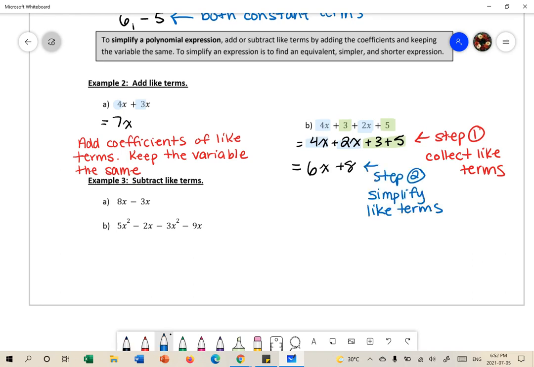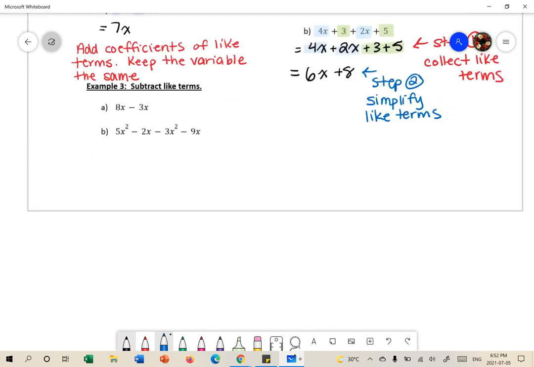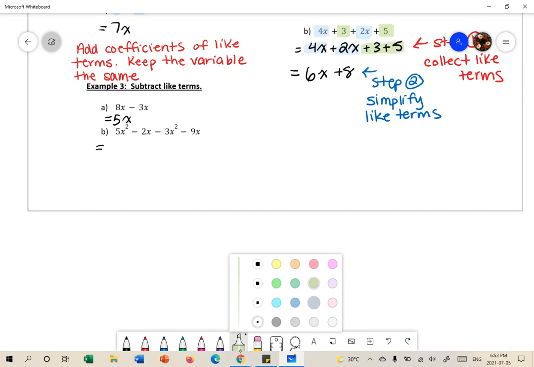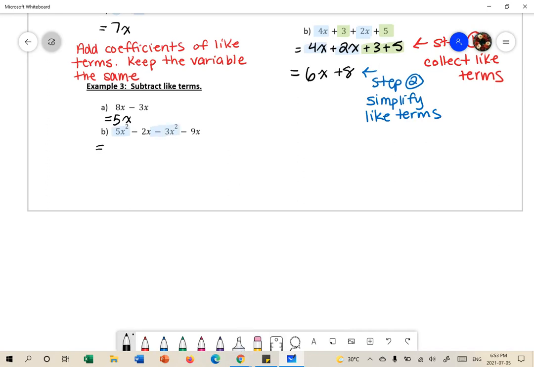Let's practice subtracting like terms. So 8x minus 3x, I'm going to keep the variable the same and subtract my coefficients. In B, I'm going to first collect like terms. My like terms are 5x squared and negative 3x squared. So I'm going to write them beside each other in my next line.